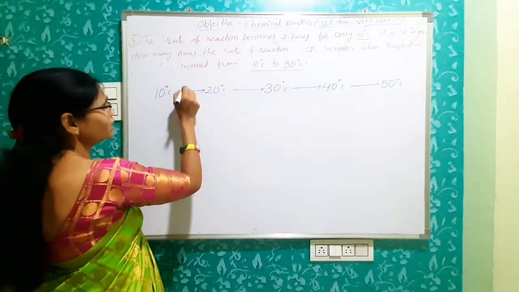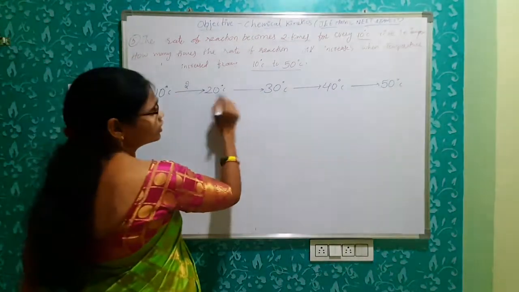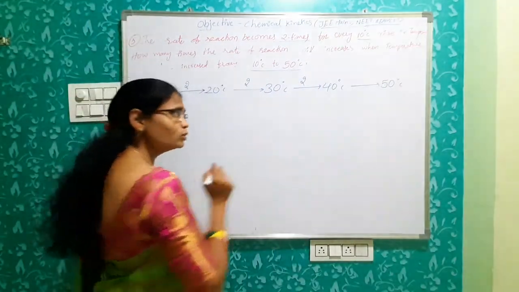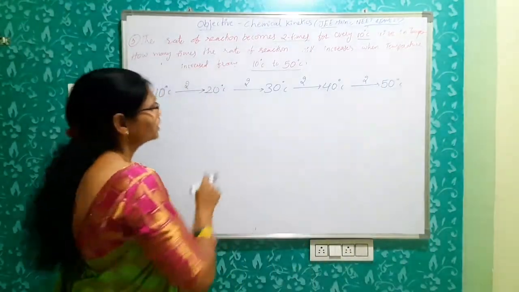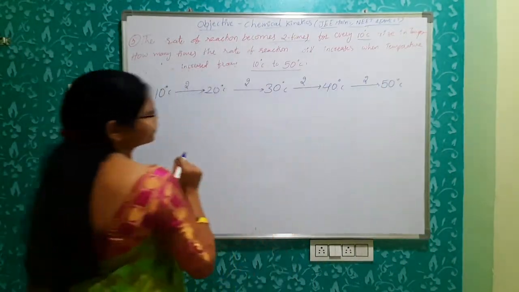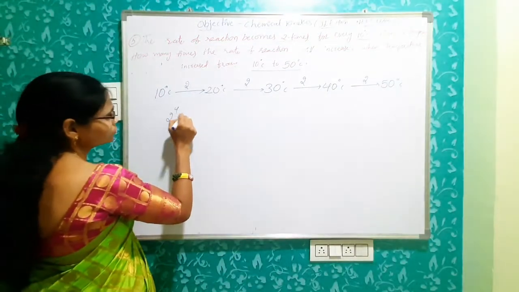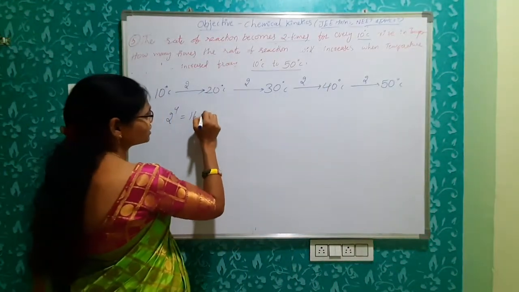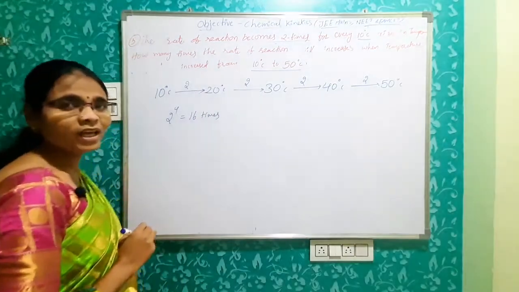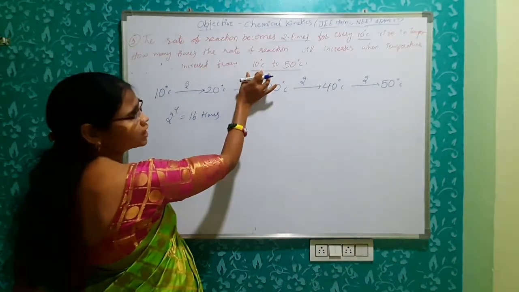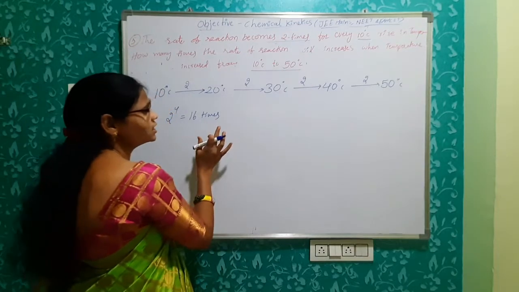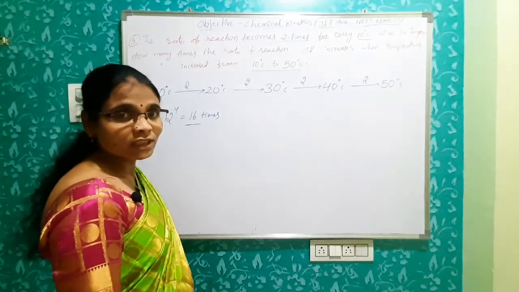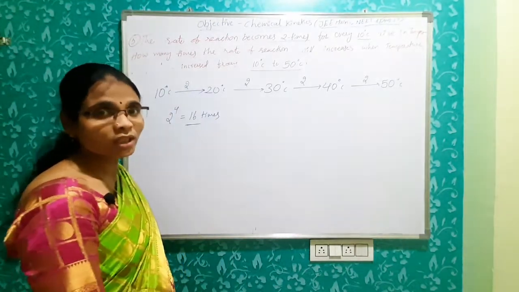Here from 10 degrees to 20 degrees the reaction rate becomes 2 times. 20 to 30 also becomes 2 times. 30 to 40 also becomes 2 times. Then 2 times again. How many times? 1, 2, 3, 4. So 2 power 4. 2 twos are 4, 4 twos are 8, 8 twos are 16 times increase. By increasing the temperature from 10 degrees Celsius to 50 degrees Celsius, the rate will become 16 times faster than the initial.